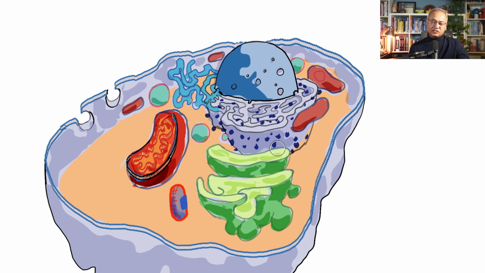Now remember, the ribosomes can be free floating in the cytoplasm as well, and the messenger RNA can come out in the cytoplasm as well. So there can be proteins that are manufactured in the cytoplasm. However, those proteins that need to be secreted are usually manufactured within the lumen of the rough endoplasmic reticulum.